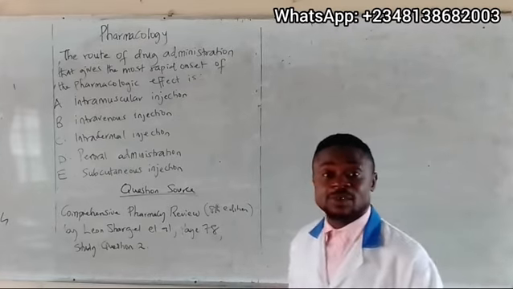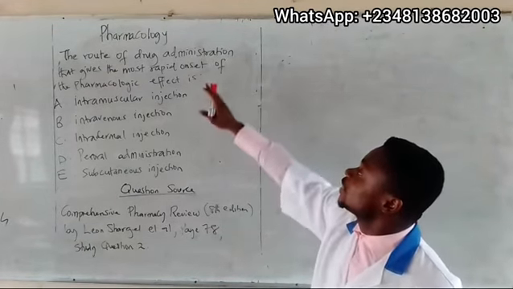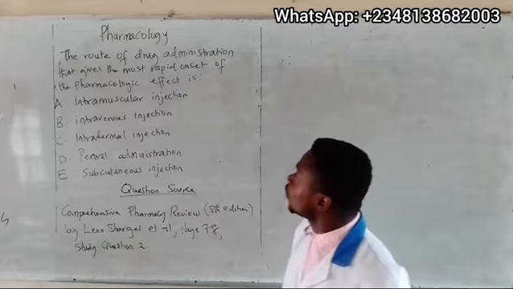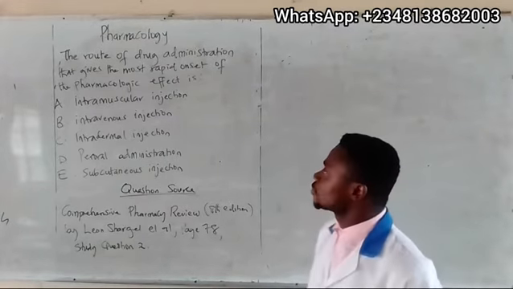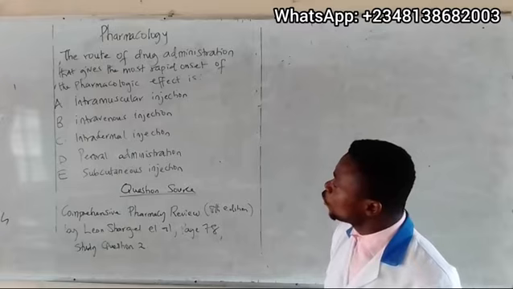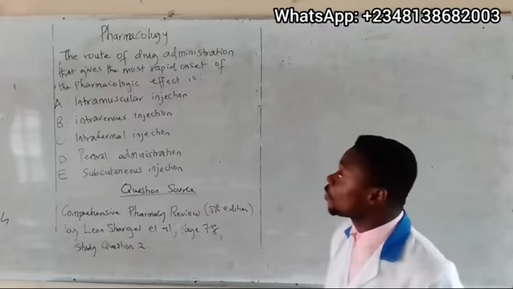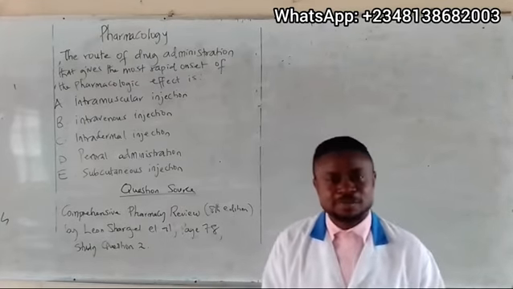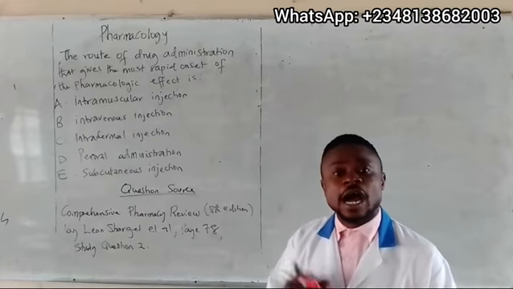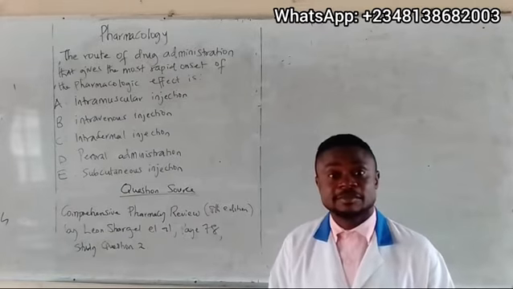Before we can answer this question, you need to understand the subject matter. The subject matter here is the routes of drug administration. There are different routes of drug administration, but I want to know, from what we have on the list here, the one that has the most rapid onset of pharmacologic effect. Now, what is the relationship between the route of administration and how fast the pharmacologic effect appears?